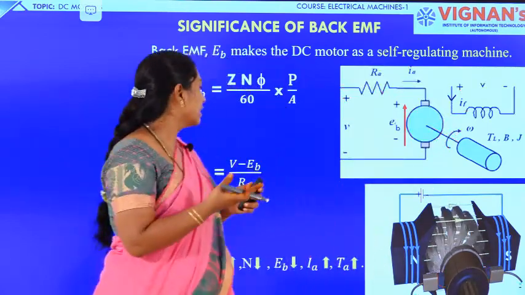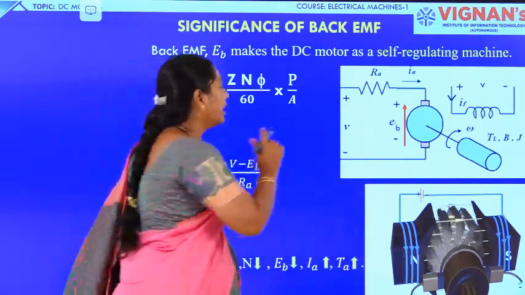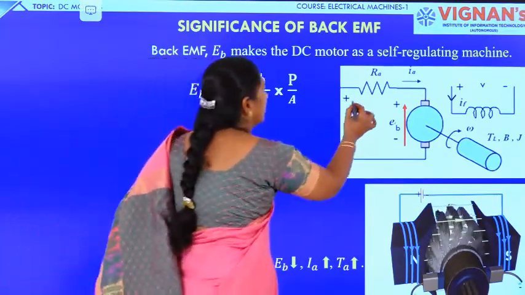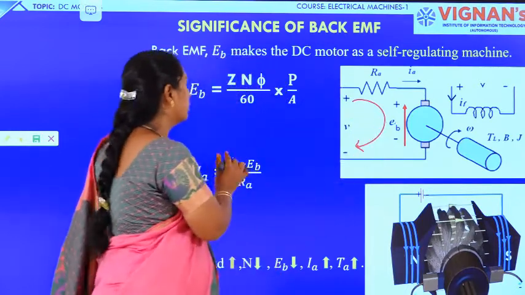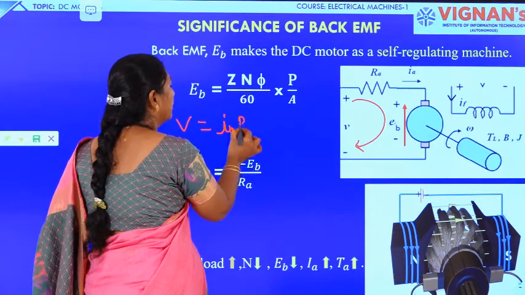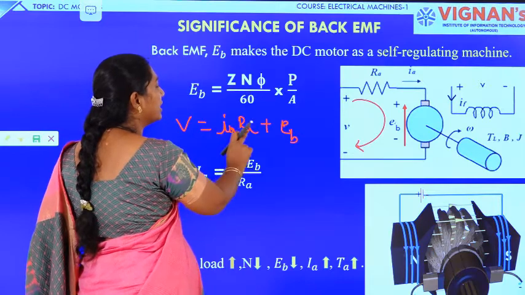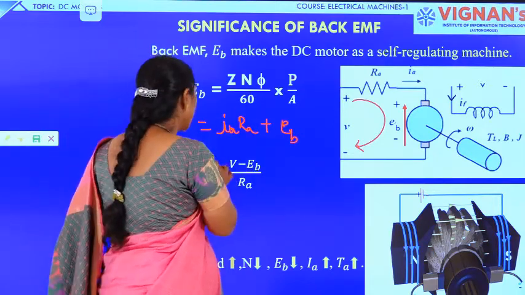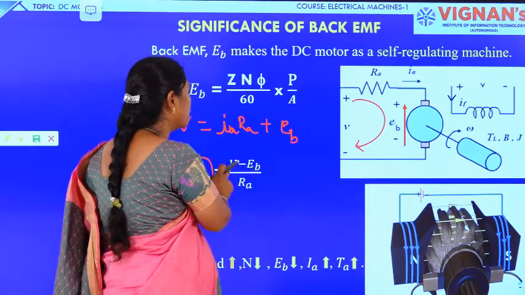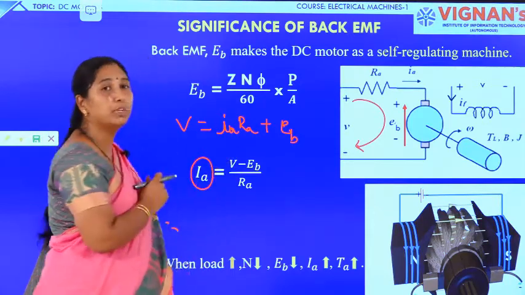Now, let us continue further to know what is the significance of back EMF. Applying KVL to this particular loop, we get V is equal to IA RA plus EB. Now, let us rewrite in terms of the armature current IA. So, we get IA is equal to V minus EB by RA.